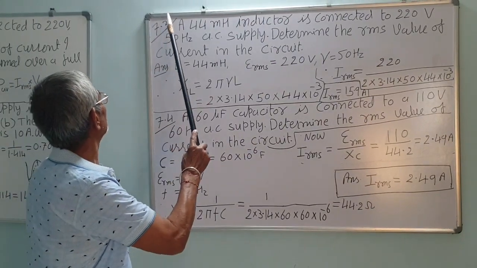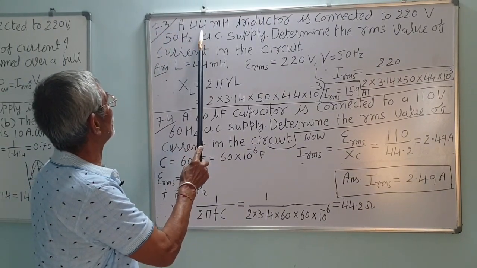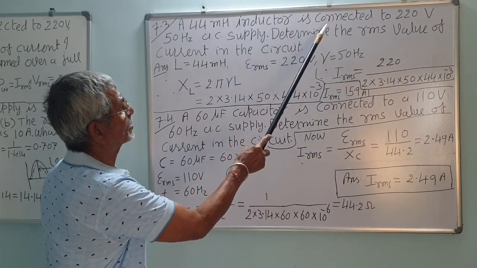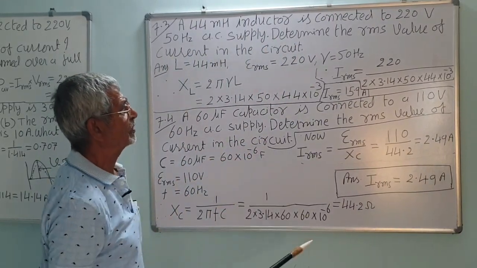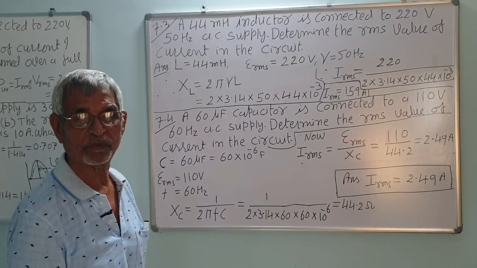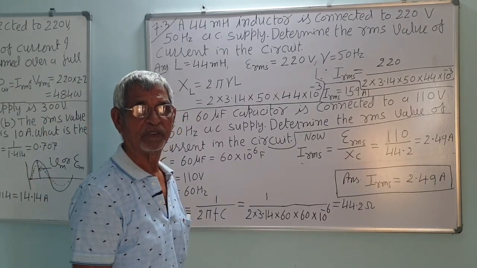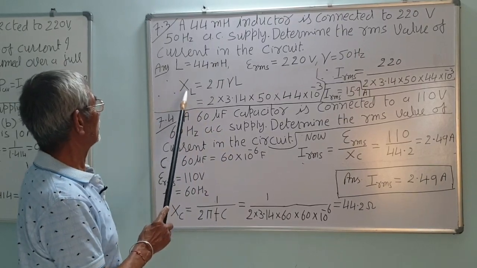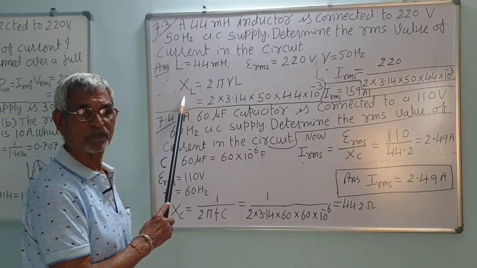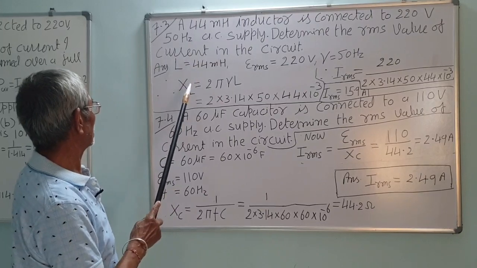Example 7.3, a 44 millihenry inductor is connected to a 220 volt 50 Hz AC supply. Determine the RMS value of the current. RMS value of the current is RMS voltage upon inductive reactance. Inductive reactance, XL, plays the same role as the resistance plays in the circuit, correct?